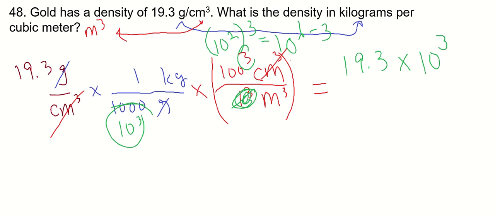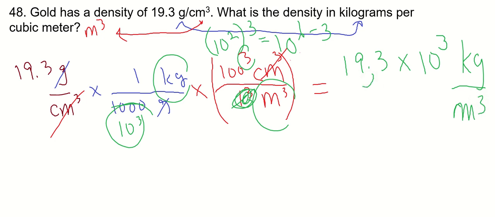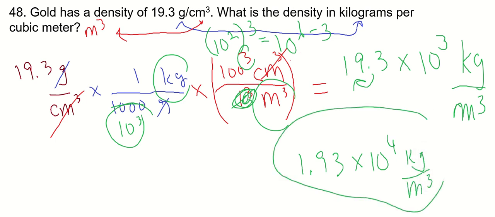That's not going to be our answer, because we need to write this in proper scientific notation. We have kilograms on the numerator and cubic meters in the denominator. We just need to move that decimal once to the left, and we get 1.93 times 10 to the 4 kilograms per cubic meter. That'll be our final answer. We have 3 sig figs in our only measurement, so our answer needs to have 3.